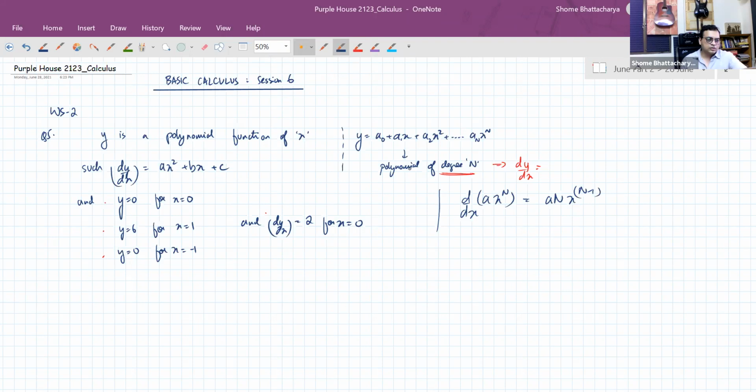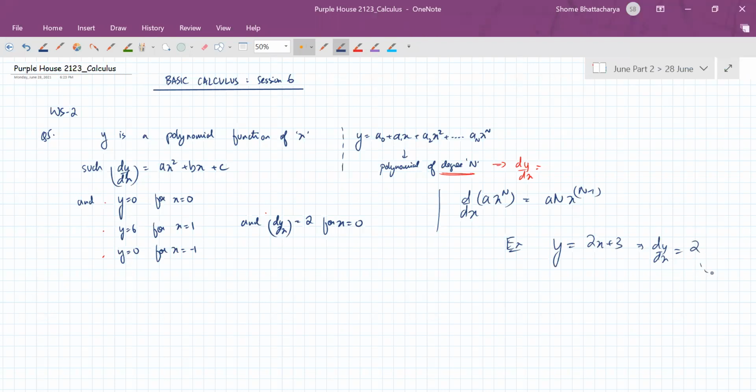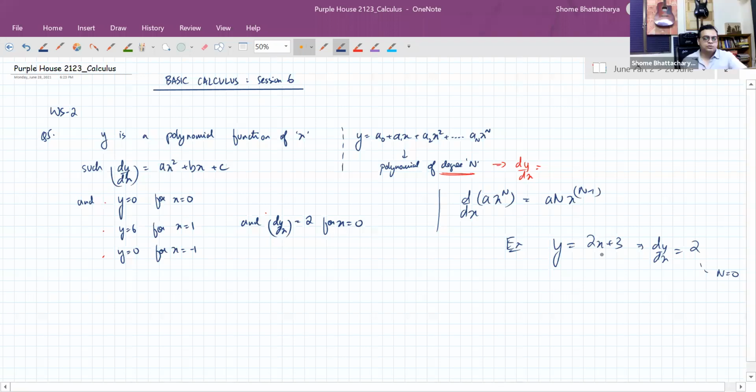Understood? So for example, suppose y is linear. y is, let's say, 2x plus 3. This is an example of a linear function. So what happens to dy by dx here? It's just 2. So it's not got any power of x. So the degree of this is n equal to 0, because the degree of this one was n equal to 1. Okay, now another example, suppose y is a quadratic function, x square plus 3x plus 2, something like that.